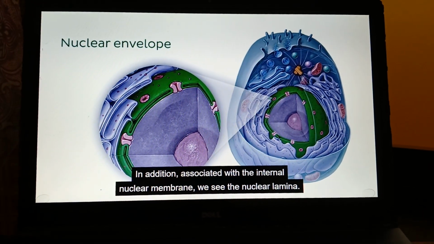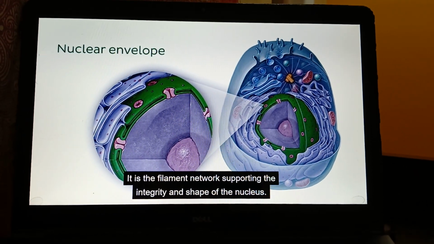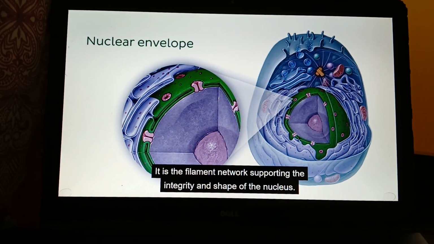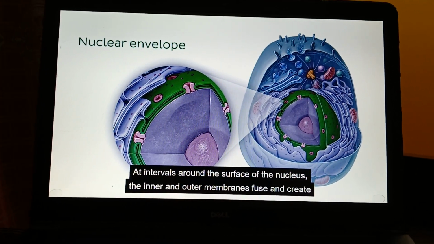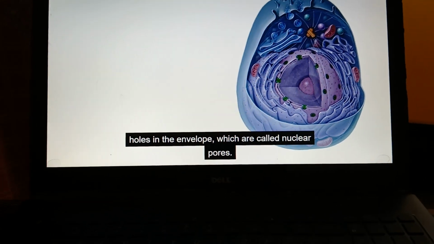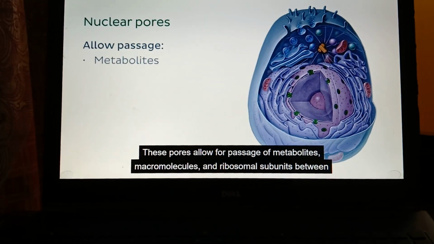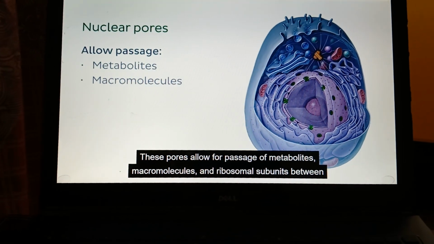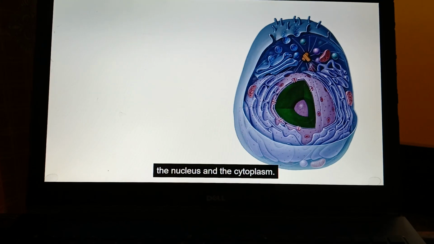In addition, associated with the internal nuclear membrane, we see the nuclear lamina. It is a filament network supporting the integrity and shape of the nucleus. At intervals around the surface of the nucleus, the inner and outer membranes fuse and create holes in the envelope, which are called nuclear pores. These pores allow for passage of metabolites, macromolecules, and ribosomal subunits between the nucleus and the cytoplasm.